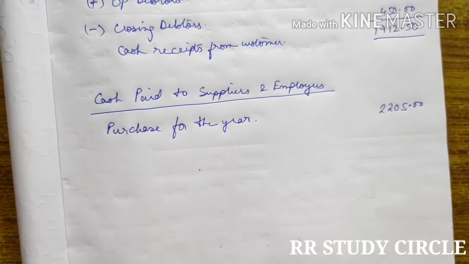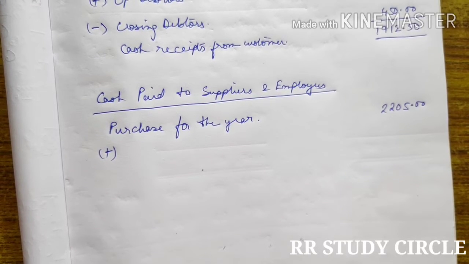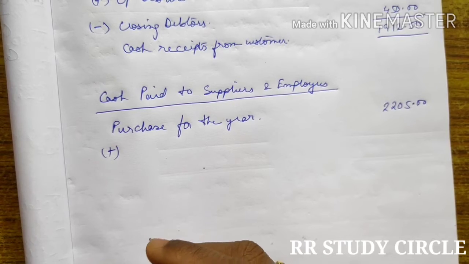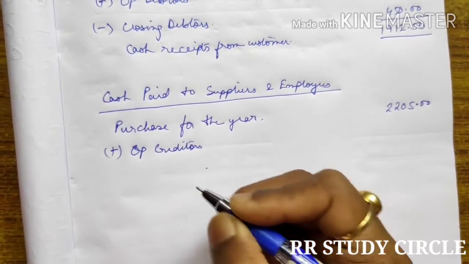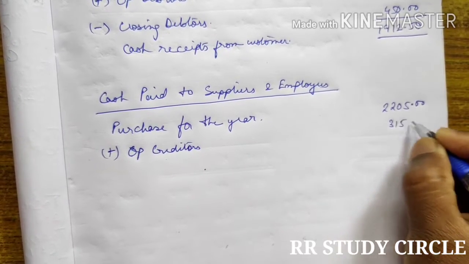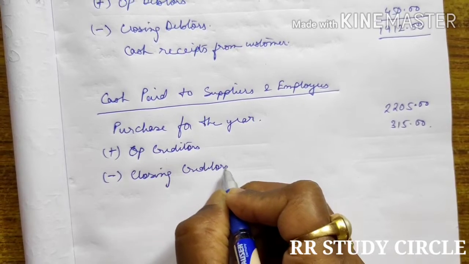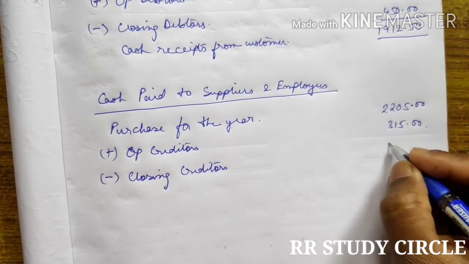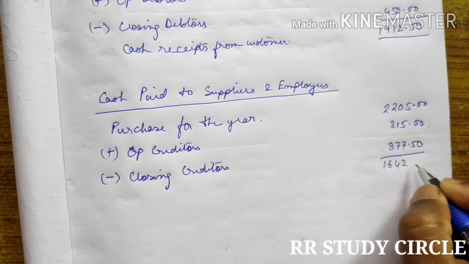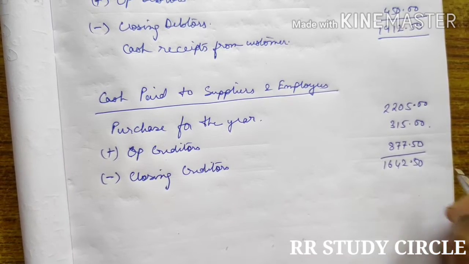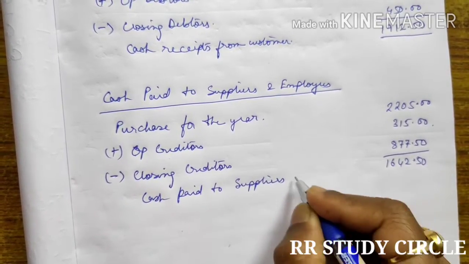Is it clear? So after the purchases, as we have done in case of cash received from customers, where we added opening debtors and deducted closing debtors, similarly here also we will add opening creditors and deduct closing creditors. So add opening creditors, which you will get from the balance sheet, rupees 315, and less closing creditors, which is rupees 877.50. So the amount comes to rupees 1642.50. This is the amount of cash paid to suppliers. You can write it as number A.